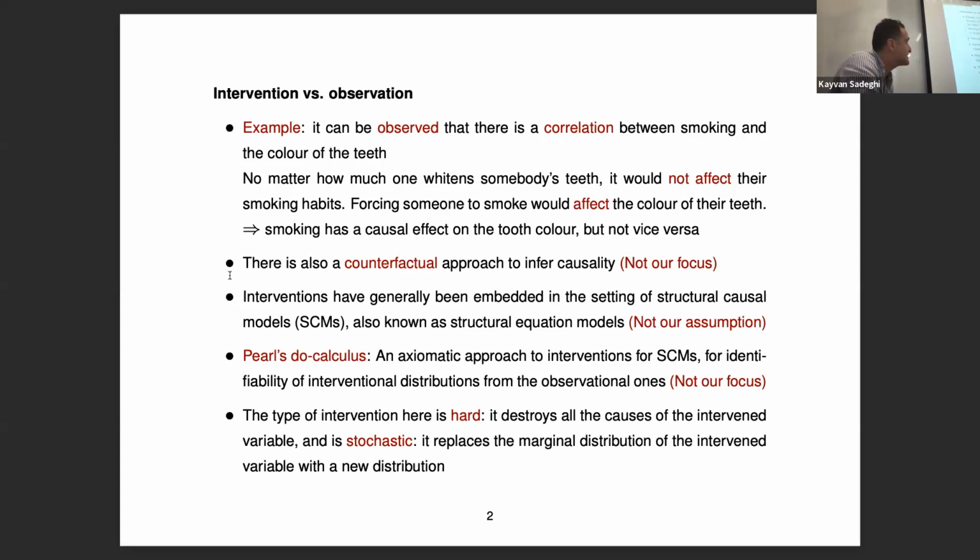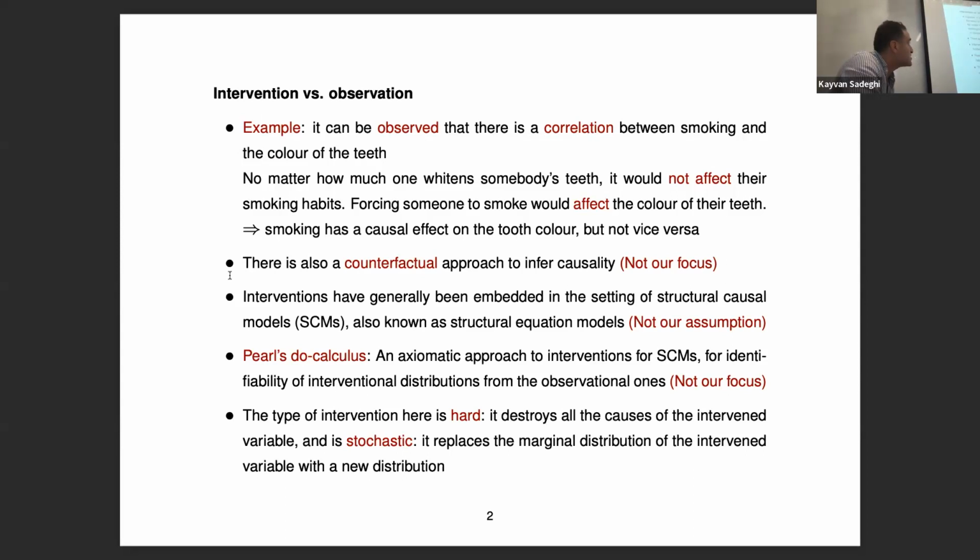We are not assuming SCM, although I'm going to talk about SCMs because we use examples from SCM and those are something that we can really connect to. There is an axiomatic approach by Pearl, Pearl's do calculus. But the goal there is to see when these interventions can be identified using observational distributions. And that is not our focus here either. We are just defining what is intervention, what distributions are interventional, and in what sense they're interventional.